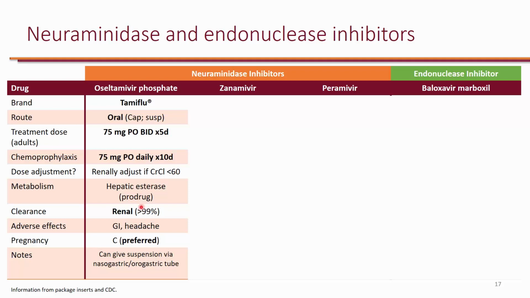It is pregnancy category C. However, Tamiflu, or I should say oseltamivir, is preferred in pregnancy because it has relatively more data compared to the other drugs in this class.